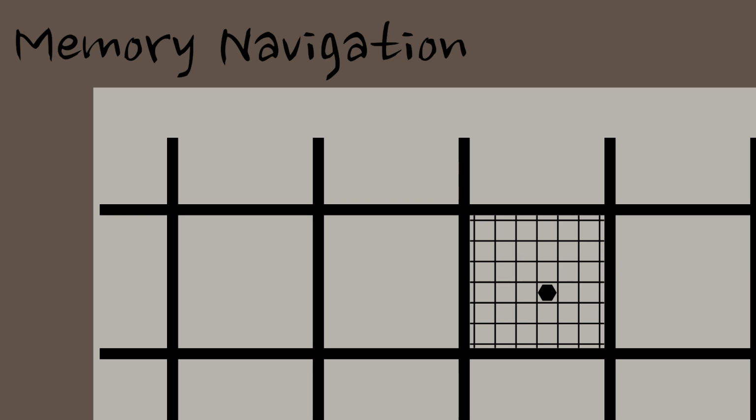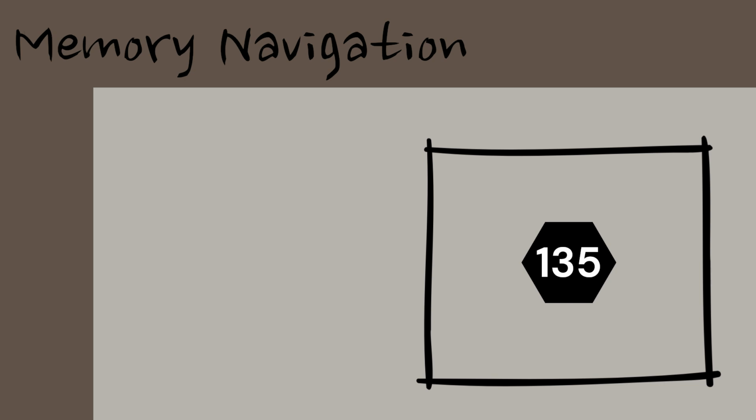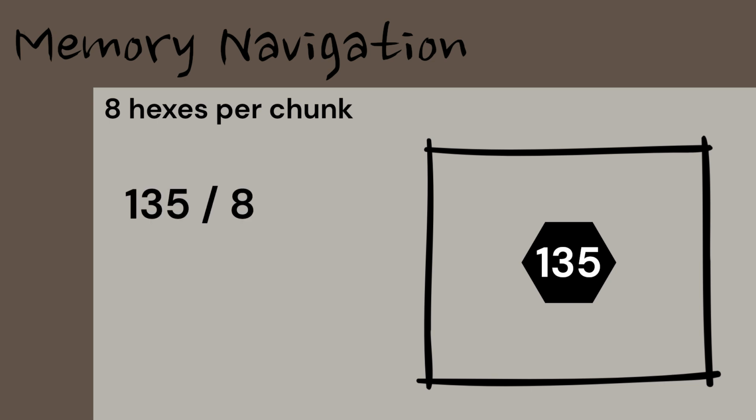Let's say that we want to interact with hex 135. To do that, we're going to need to figure out which chunk that hex lies in. To get the chunk, we're going to need to know how many hexes there are in one direction in a chunk, so the length of the chunk. Then we need to take our hex number and divide it by the length of the chunk. That'll give us an approximation, which we can then discard everything after the decimal. This number is our chunk number. This means that hex 135 lies inside of chunk 16.